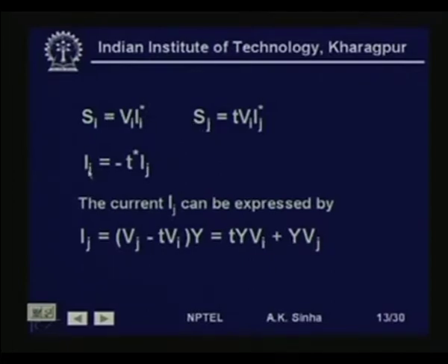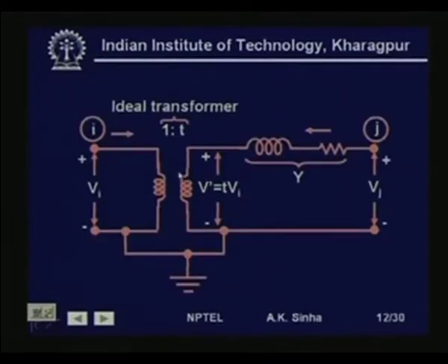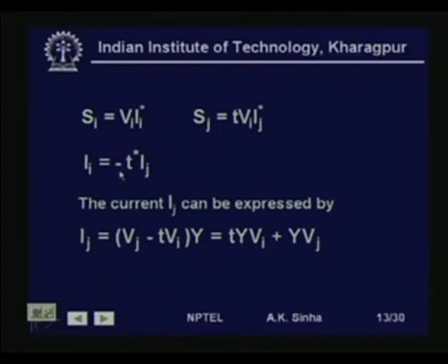Therefore, we can say Ii is equal to minus T conjugate Ij, that is saying the turns ratio. If the current here is Ij, then the current here will be equal to T conjugate times Ij, and since the direction of the current is shown as this, and on this side it is this, that is Ii in this direction and Ij in this direction, therefore, that minus sign comes into play. So, Ii is equal to minus T conjugate Ij.